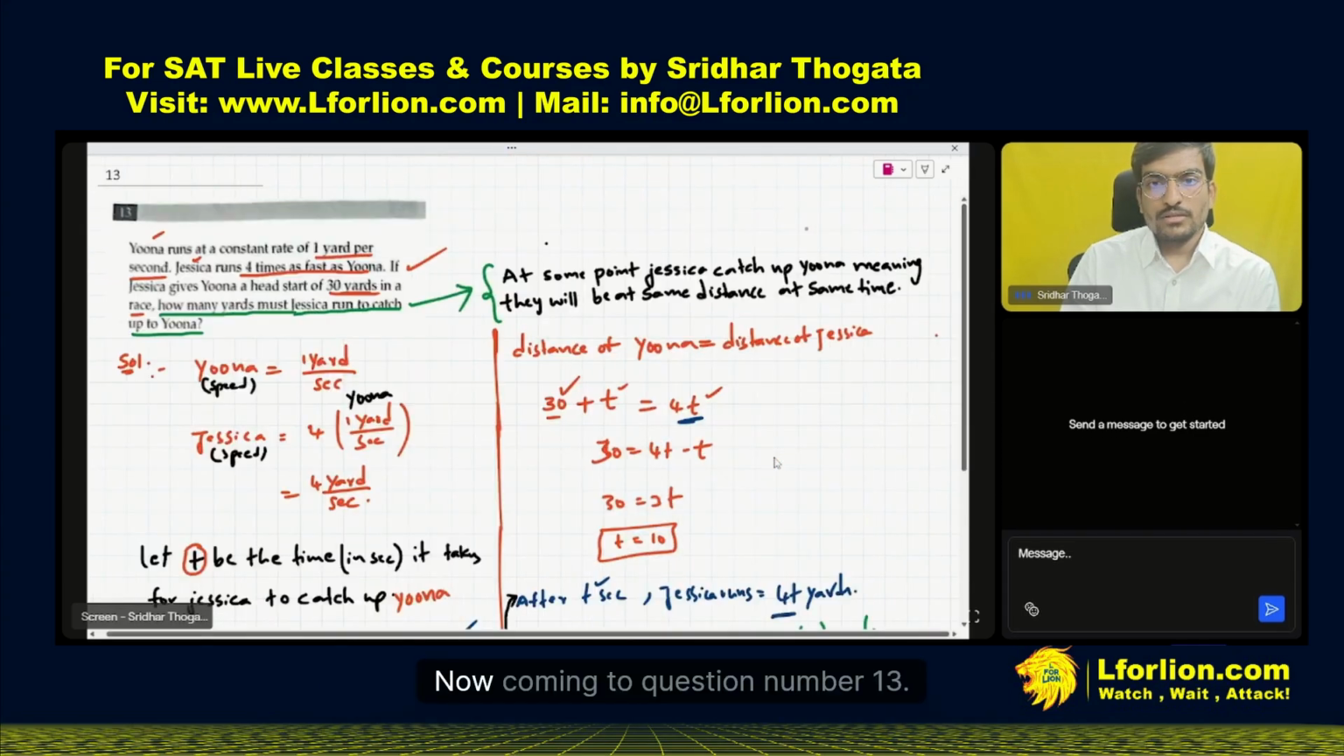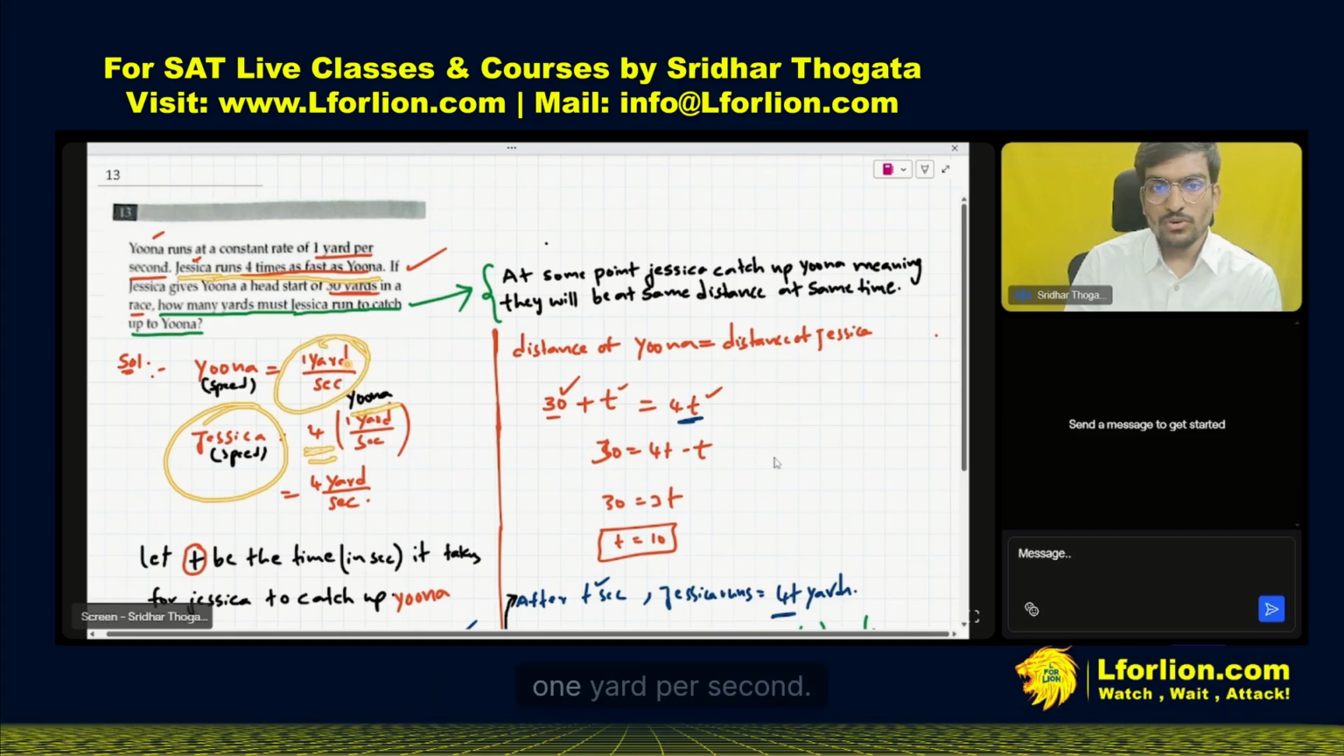Check later. Now coming to question number 13. Yona runs at a constant rate of 1 yard per second. Jessica runs 4 times as fast as Yona. Jessica runs 4 times of Yona, 4 times of 1 yard per second. That will be 4 yards per second.